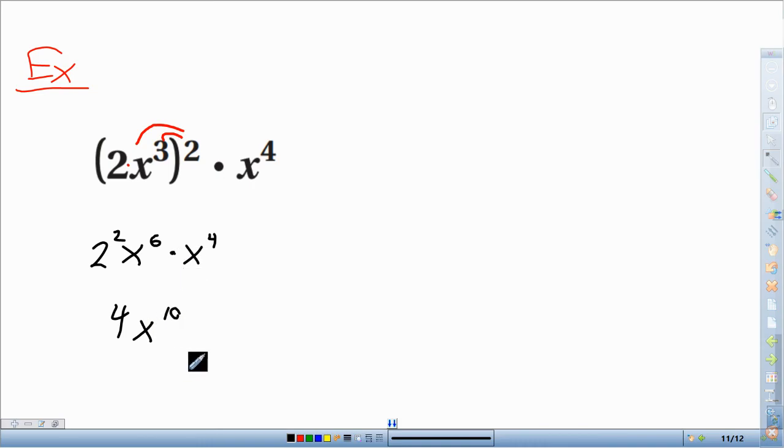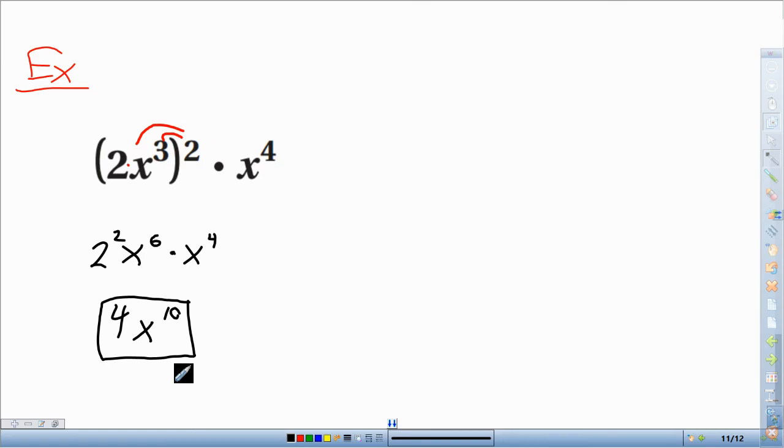I just want to point out, it'd be very tempting to multiply these and maybe get a 24 in this spot. No, remember, when those base numbers are being multiplied, you add exponents. That's the very first rule. So here's the most simplified form of our answer.